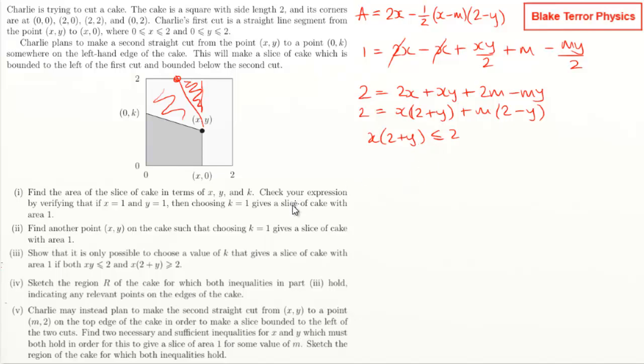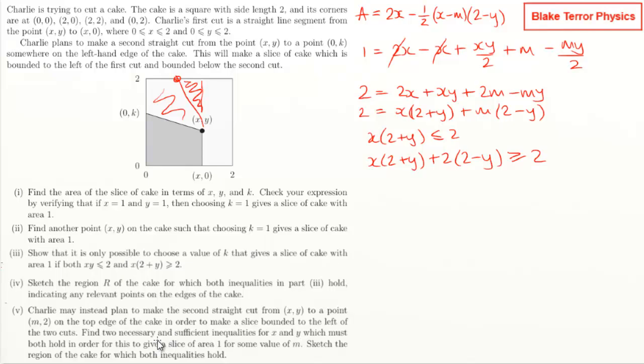So that's one thing. And then we've got, well, m has a maximum of 2, isn't it? So we just up our m value and say that x times (2 plus y) plus 2 times (2 minus y) must be greater than or equal to 2. So I've just done exactly the same as we did in part 3. Just done it all over again.